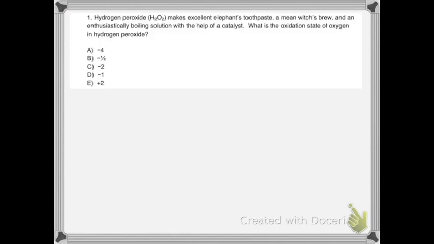So the first problem on this practice exam is about hydrogen peroxide, and they're asking us to figure out what the oxidation state of the oxygen is in hydrogen peroxide. So let's start with the formula, H2O2, which was given, and then think about what oxidation states are. We know that it's a way for us to keep track of electrons. And we also have some suggested oxidation states.